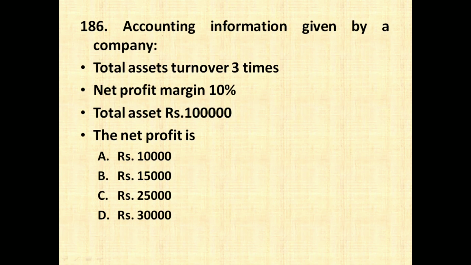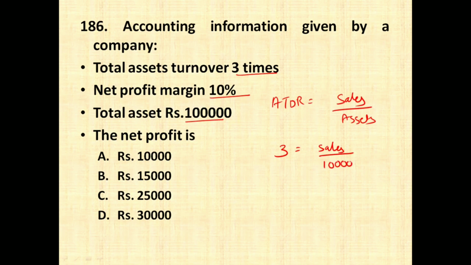Accounting information given by the company is total asset turnover is 3 times, net profit margin is 10%, total asset is rupees 1 lakh. The net profit is going to be? Now, asset turnover ratio is nothing but sales divided by total assets. So asset turnover ratio is 3, sales value we do not know, and total asset is 1 lakh. Therefore, sales is going to be 1 lakh rupees into 3, that is equal to 3 lakh rupees. Therefore, net margin is 10% of sales. So 3 lakh into 10% is going to give you rupees 30,000, which is the net profit.